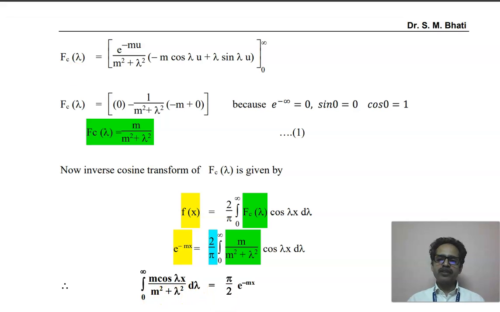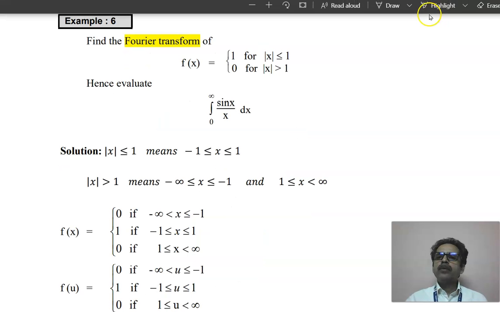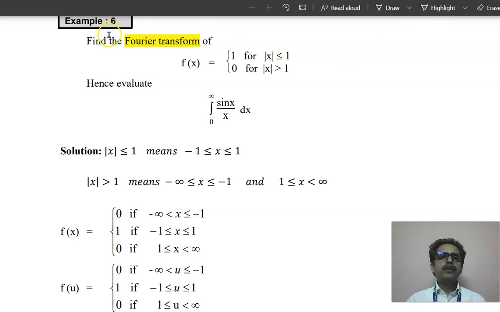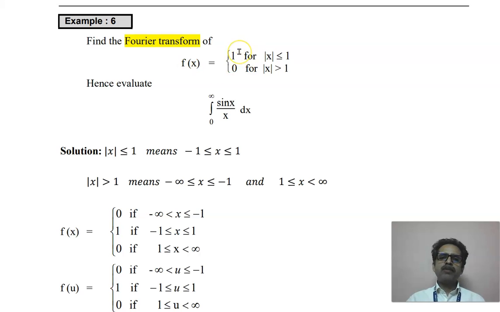Now we'll take the next example where we have to find this kind of a transform. Here is the sixth example, where we have to find the Fourier transform of the function f of x. And this function f of x has two values. One value is 1, another is 0. It has value 1 when mod x is less than or equal to 1, and it has value 0 when mod x is greater than 1. Hence evaluate the integral from 0 to infinity of sin x upon x dx.